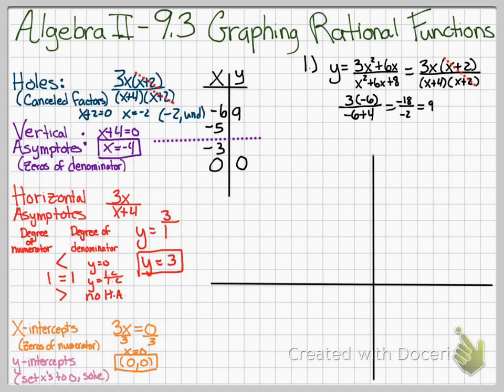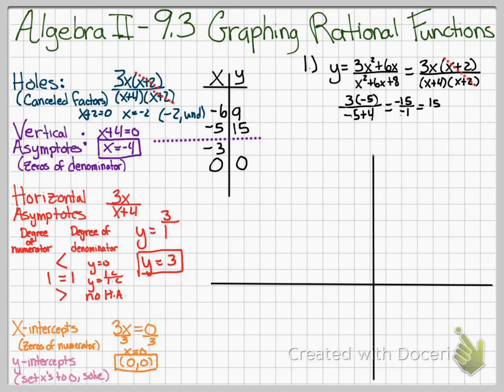So -6, 9. All right, we're going to repeat this process, and we're going to do that next with -5. So we're going to fill in -5. Well, 3 times -5 is -15, and -5 plus 4 is -1, which gives us just +15. Excellent. So now (-5, 15) is a point on our graph.